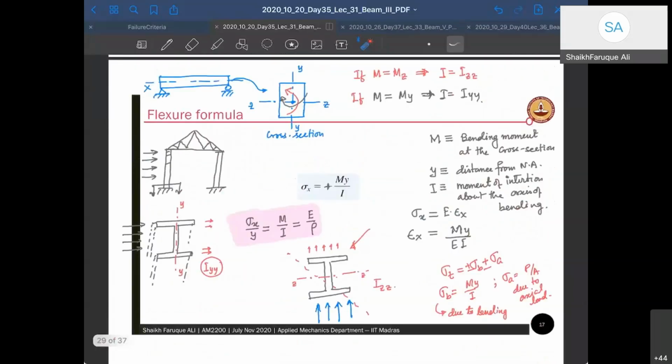Okay, so I'll stop here. This is a very important formula, and you have to remember this formula. Sigma by y equal to M by I equal to E by rho. This relates all the formulas that we have developed till now. All the formulas are here. So if you remember this, you can relate all the formulas that we've done before.